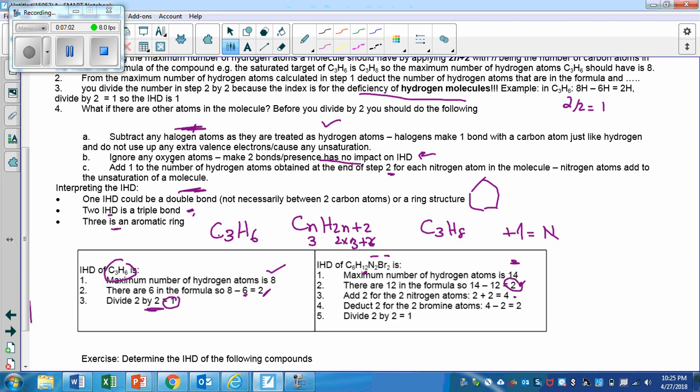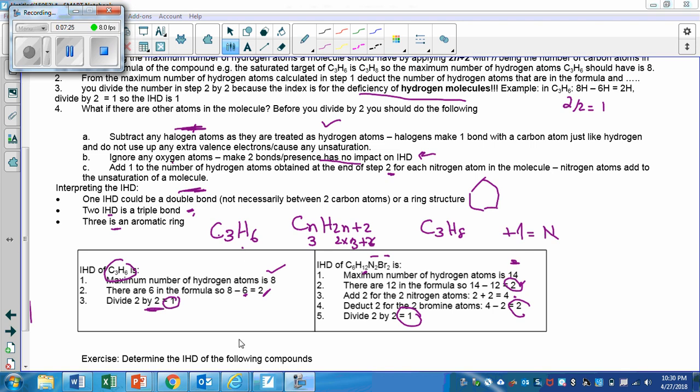That makes it 4. Now, for each halogen, I subtract 1. I have 2 halogens. So 4 minus 2 will be 2. And then always divide by 2. So the IHD is 1. As I told you, if IHD is 1, it's a double bond. If IHD is 2, it is a triple bond. If IHD is 3, it is an aromatic ring.